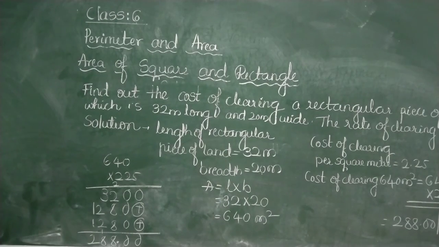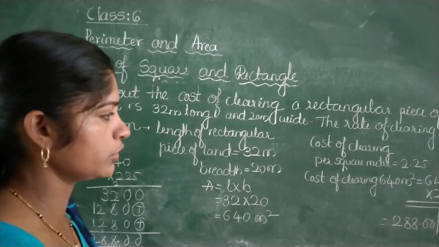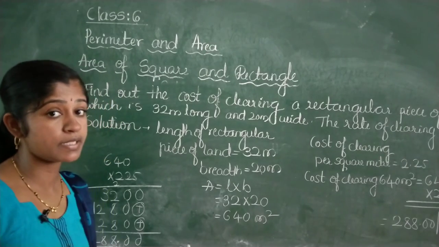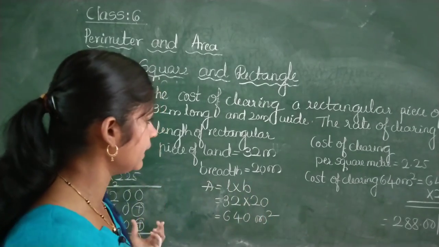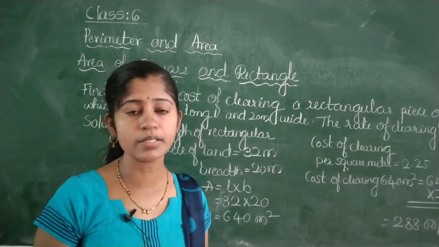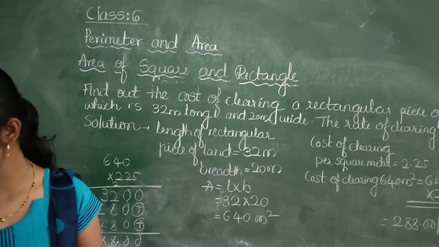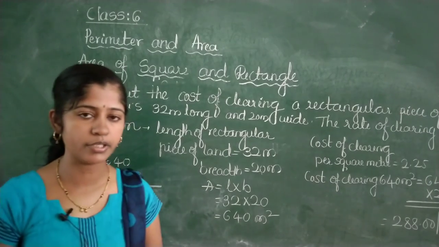Okay, so this is the way. If you know length and breadth and the rate of clearing, then you can solve this kind of examples. See here, this kind of examples are there in perimeter also. If per square meter is given, you find area; if per meter is given, you find perimeter. Try to solve this kind of examples in your exercise 13.2. I hope this class is clear to you. Thank you.